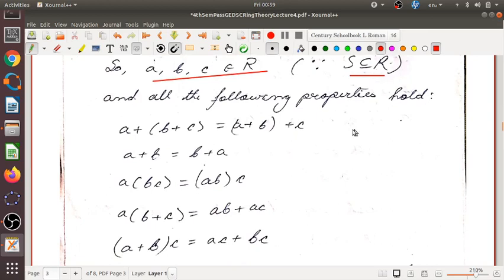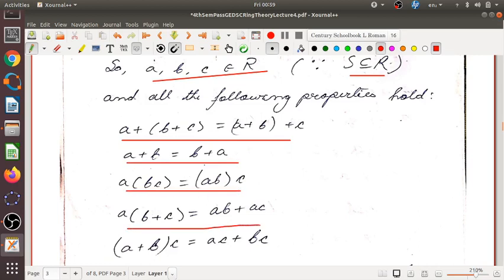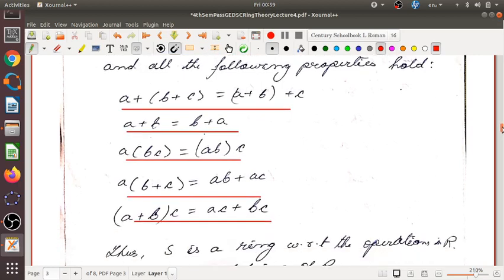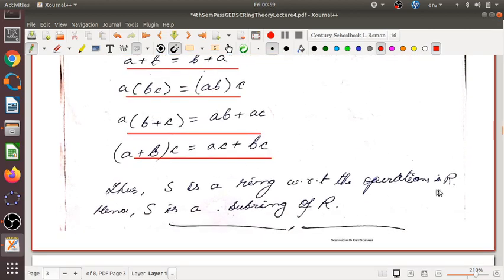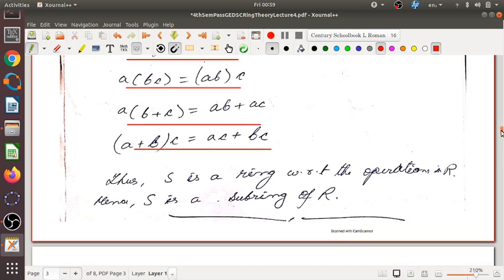These properties just require that these elements belong to R. R is already a ring, so it will satisfy the associative property of addition, commutativity of addition, associativity of multiplication. Then this is the left distributive and this is the right distributive property. All these properties will be automatically satisfied because every element of S is also an element of R, and R is already a ring. Thus S is a ring with respect to the operations in R, and hence S is a subring of R. So we have proved the theorem.